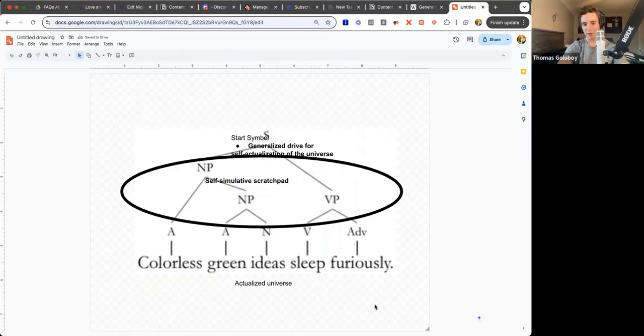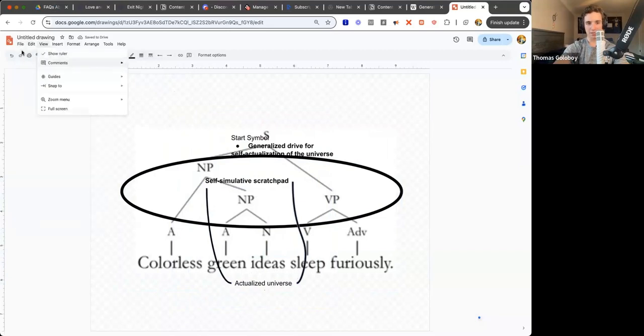So it's not quite how this parse tree would suggest, where it's just totally deterministic, where the grammar becomes the expression of the sentence. It's actually self-deterministic, which means that it is a closed system which feeds back information to itself. So here you can see the self-simulative scratchpad connects back to the self-actualized universe. And so it's a cycle.